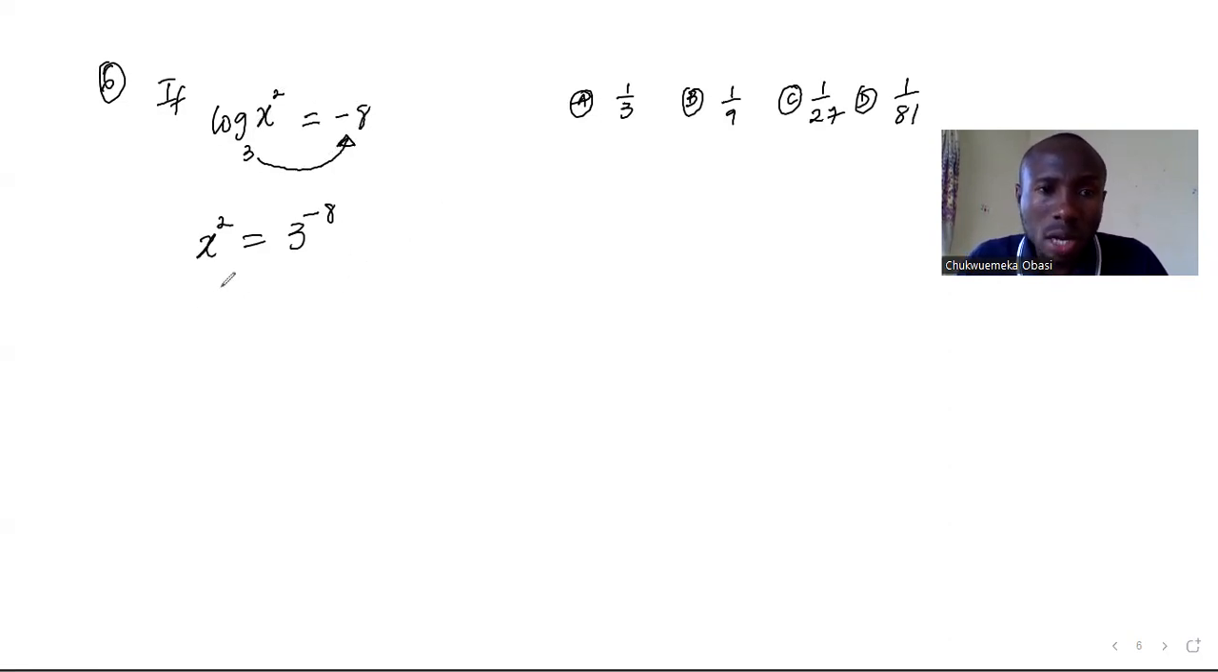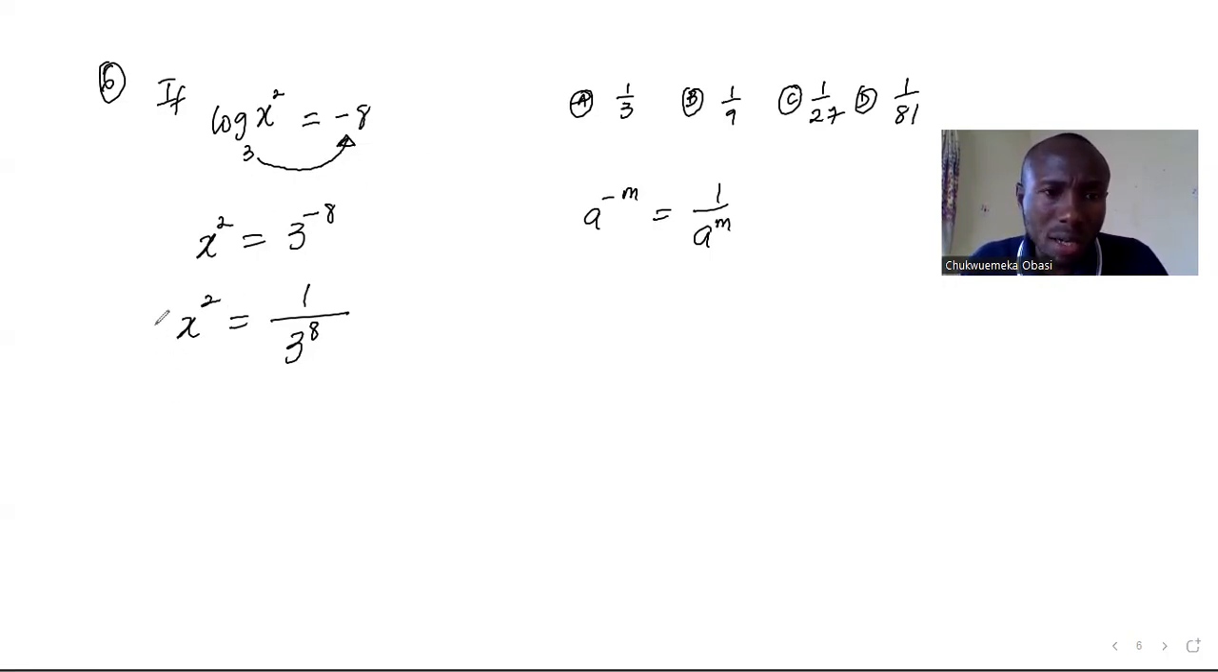Very simple. So now you know if you have a negative power like this, you can actually break it down to a to the power n. If you want to remove this negative power, it becomes 1 over a to the power n without the negative power again. So I want to remove this negative from 8, so I can write it as x to the power 2 is equal to 1 over 3 to the positive power of 8. Very correct. Now, the next thing you want to do, you're looking for the value of x. You want to find x.